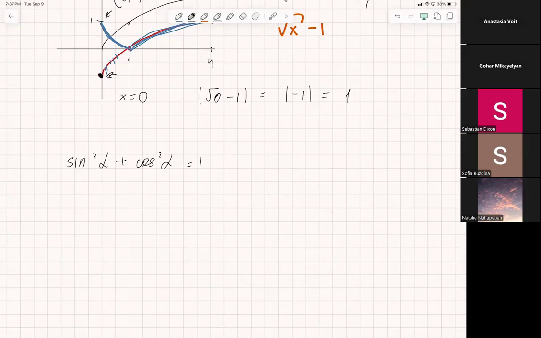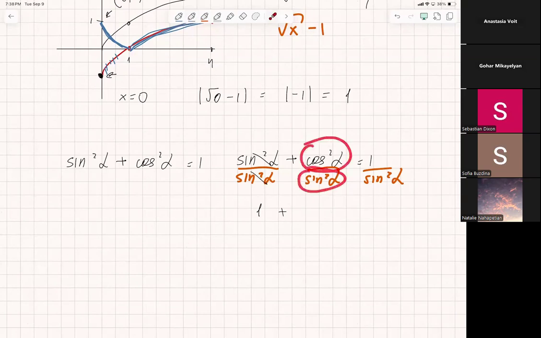Now, for the other two, I don't think there is a need to memorize them because you can easily derive them. Let's say for the second one, you can just divide everything by sine squared alpha. And what do you get? These will cancel. So you have 1 plus cosine squared over sine squared, that's cotangent squared alpha. And now 1 over sine squared alpha is cosecant squared alpha, right? So boom, you have the second identity done.